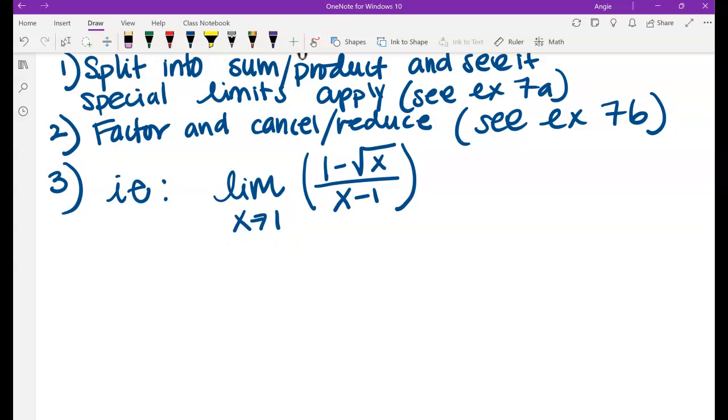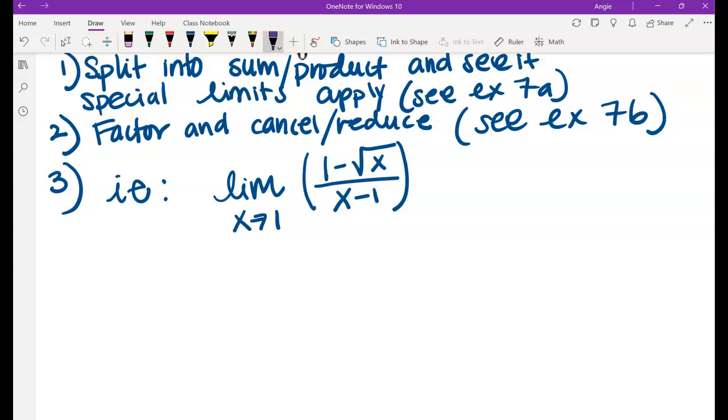So let's try. Square root of 1 is 1. So that's going to say 1 minus 1, because x is 1. Well, this is going to be a 0 over 0. So this is not going to help us out. So what do we do when this is the case? This is the unique one.